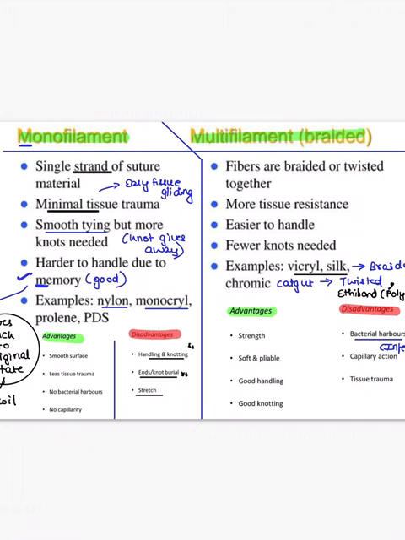Now coming on to the monofilament versus multifilament. So mono means it's single filament, multi means many filaments. So multifilament is also referred to as the braided type.